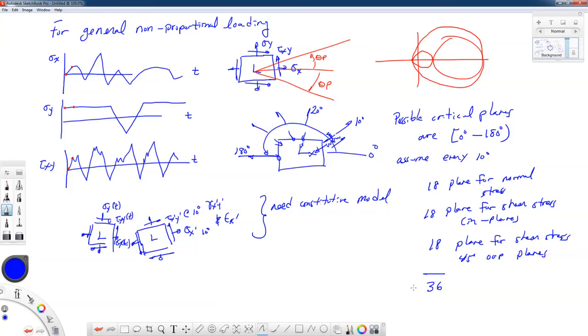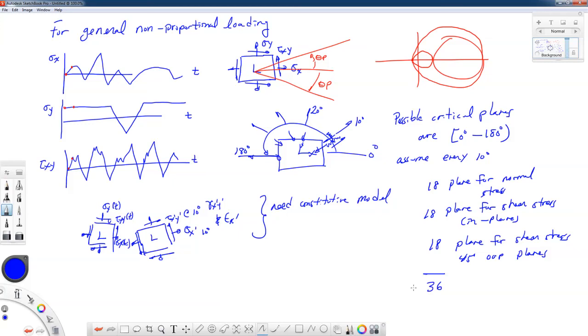So after we do the fatigue damage calculation on all of these potential critical planes, then the plane that experiences the most damage according to the damage parameters that we've used is the final critical plane, and that would be the one that we would identify as the cracking direction for our particular component.